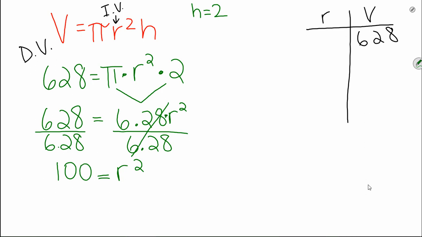Because we don't know how to square root yet, we can just think of this logically. We know that r squared means r is multiplied by itself, r times r. So we have to think, what number multiplied by itself will give me 100? And we know that's 10, because 10 times 10 is 100. So we can go right ahead and put 10 right into our independent variable, r.